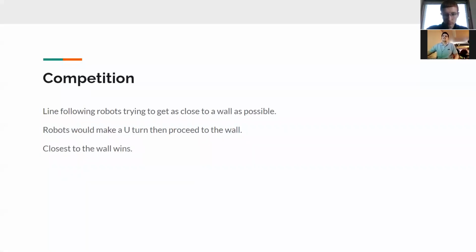So our competition, we were doing a line following robot competition to try and see who can get as close to a wall as possible, also using an ultrasonic distance sensor. The robots would make a U-turn and then proceed to a wall, and the closest to the wall wins.